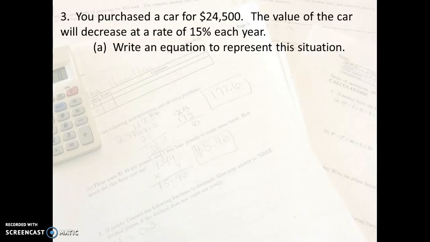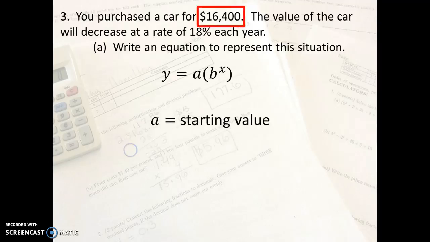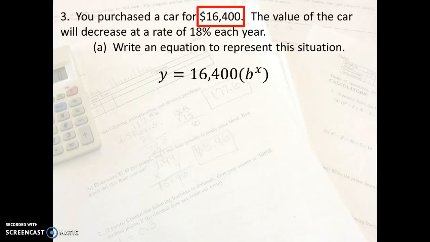I've got a car, I've got a price, I've got a percentage, I need an equation. First of all, equation, we know what's going on. We know we're going to have y equals a times b to the x, because I'm talking about exponential. None of this mx plus b. That was last week. All right, I know a. What does a stand for? The starting value. Just look at the problem. I think I can tell what the starting value is going to be. 16,400. I'm halfway to my formula already. Now we just need to find the b.